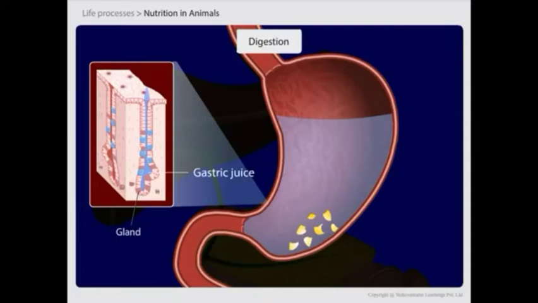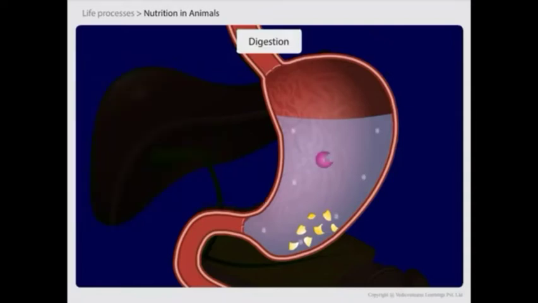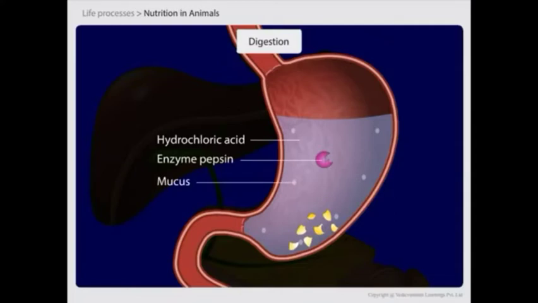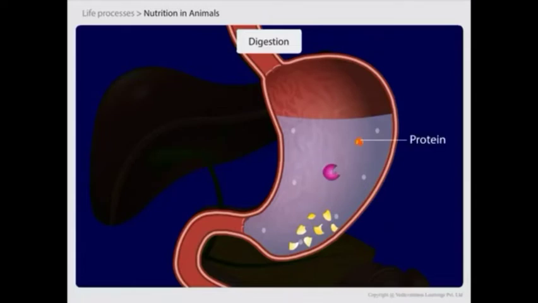The gastric juices present inside the stomach are hydrochloric acid, pepsin, and mucus. The function of the hydrochloric acid is to provide the acidic environment inside the stomach for the action of the pepsin to take place. The function of pepsin is to digest the protein present in the food particles. And the function of mucus is to protect the inner lining of the stomach from the acid. Fine, children?